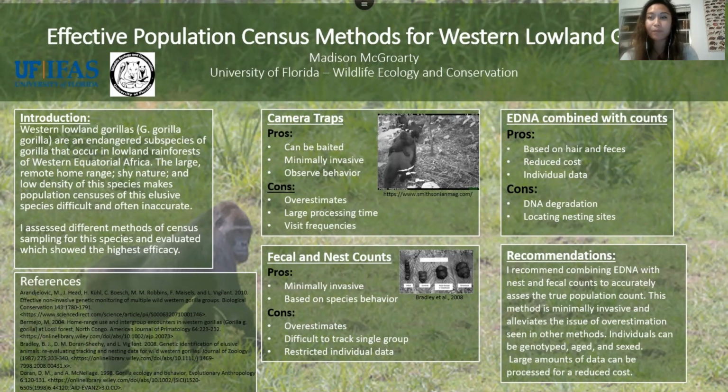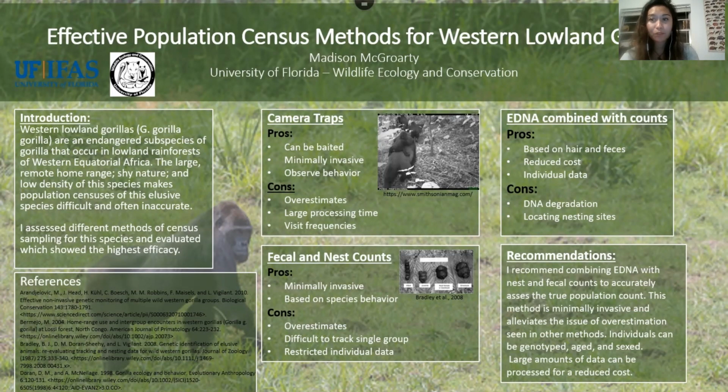conservation policies. I'll be discussing three main techniques used for assessing Western lowland gorilla population sizes. These are camera traps, fecal and nest counts, and environmental DNA combined with nest and fecal counts.